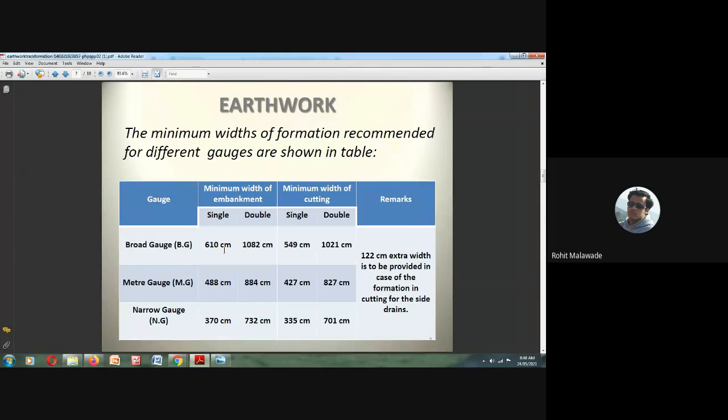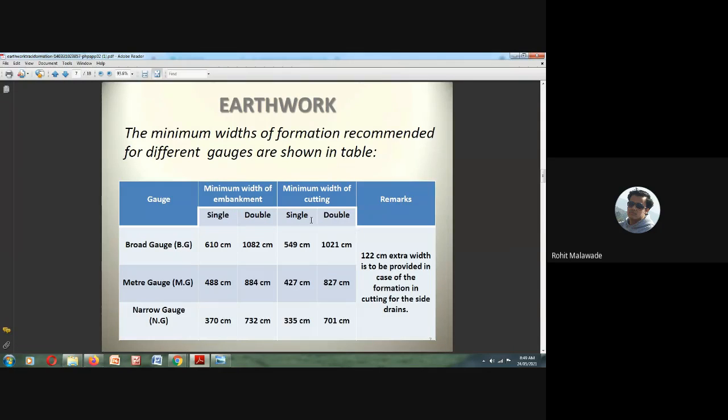If a railway has two broad gauge tracks, a double line, then 1082 centimeter. That means how much in meters? It is 10.82 meters, sorry, in meters. Then meter gauge should have around 884 centimeter. And if it is a narrow gauge, it is 7.32 meter, or 732 centimeter. So this is for single line and double line.